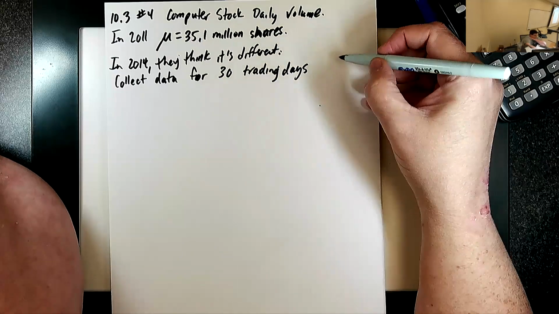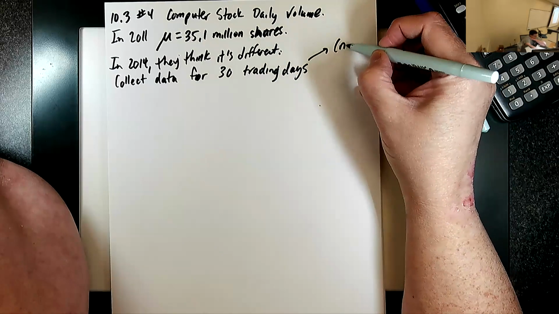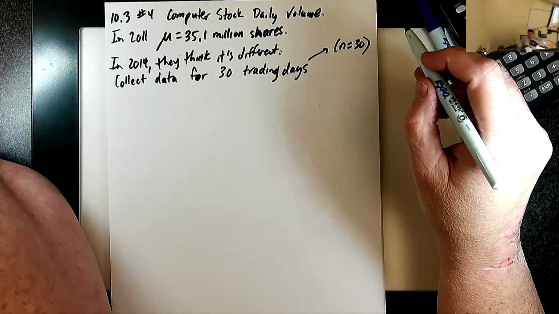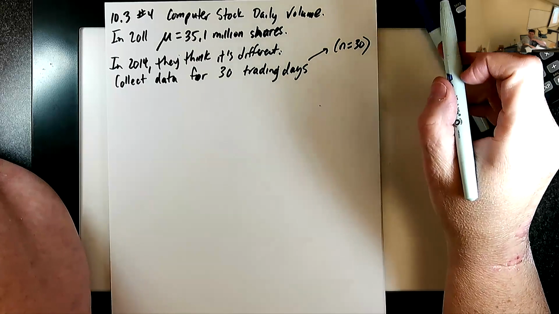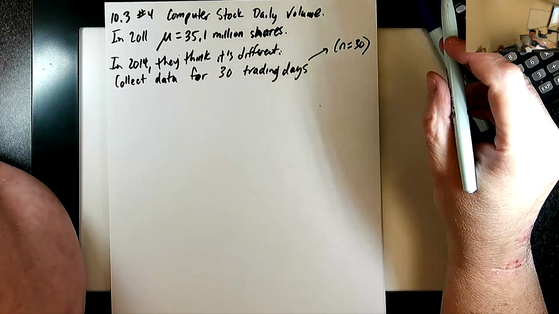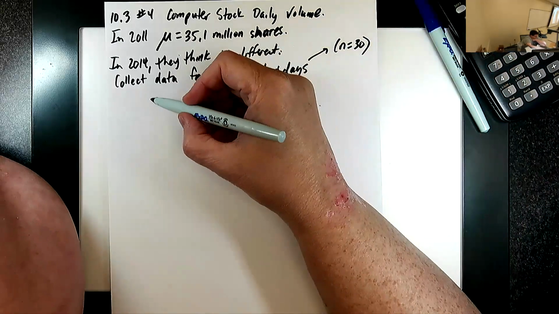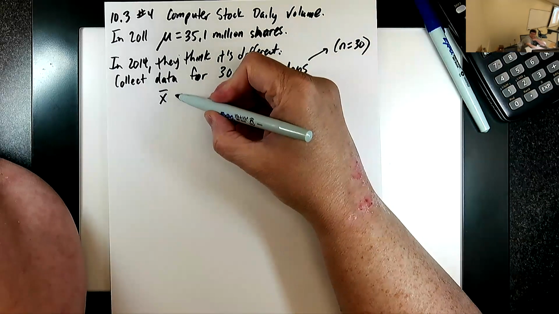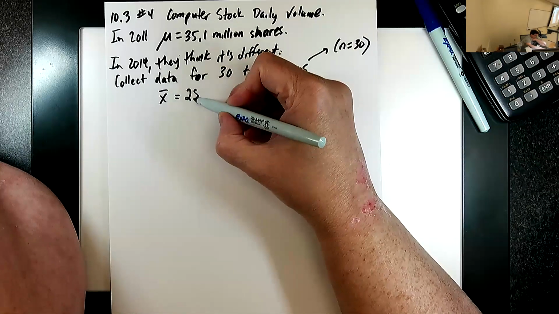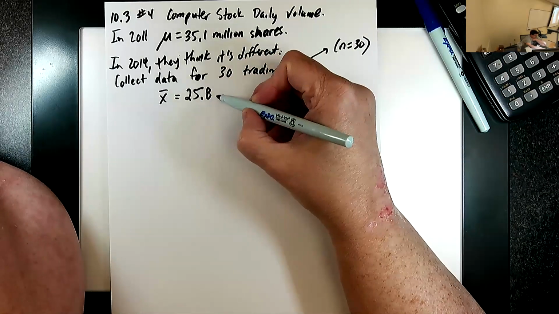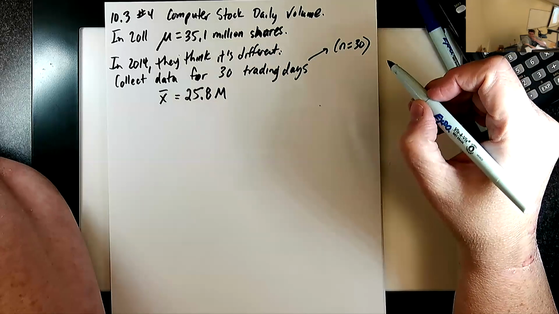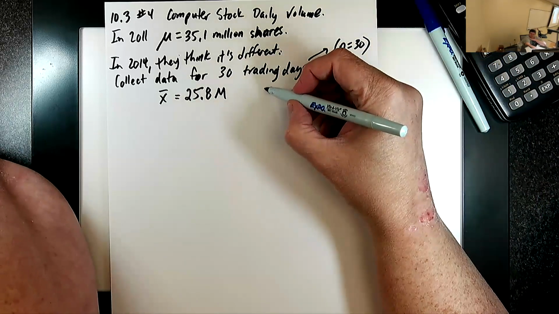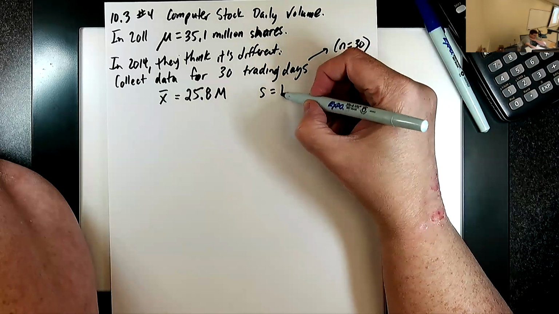And since we're doing daily volume, that sure sounds like our n. n is 30. And in that period, the analyst finds that the sample mean, remember sample mean is x bar, is 25.8 million. I'm just gonna put a big M. I know that's not the right symbol, but I'm tired of writing it already. And it has a sample standard deviation s of 14 million.